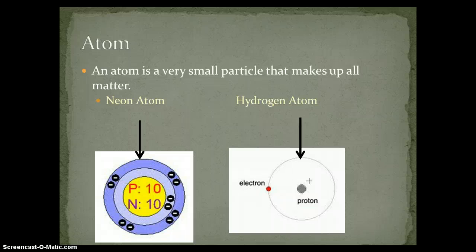So we're going to talk about the structure of an atom a little bit. An atom is a really little particle that makes up all of matter. There's two examples down there. There's a neon atom, and we'll get into what the protons and neutrons mean in a minute, on the left, and then there's a hydrogen atom on the right. So the basic definition is that an atom is a very small particle that makes up all matter. And in your spot there to draw a picture, you can pick either one of these atoms to draw and just copy it.